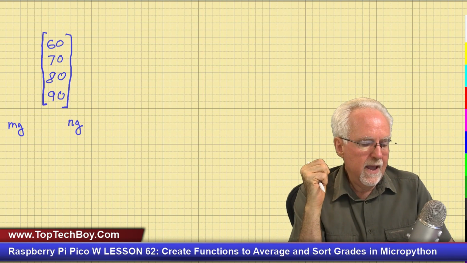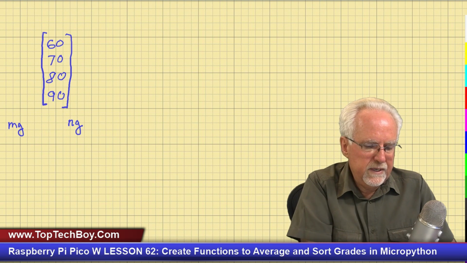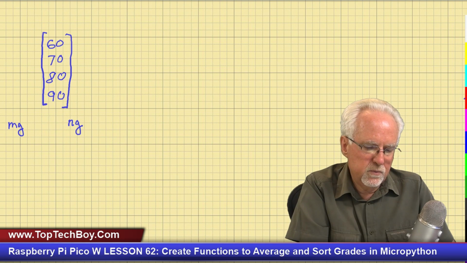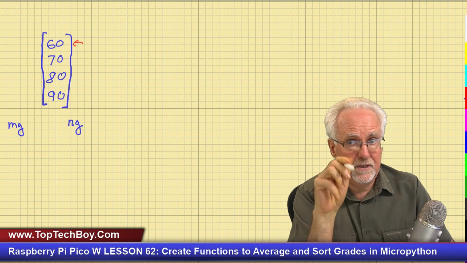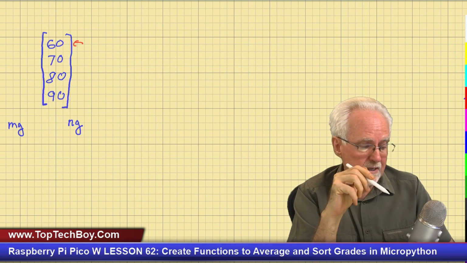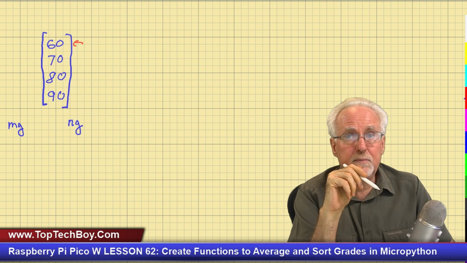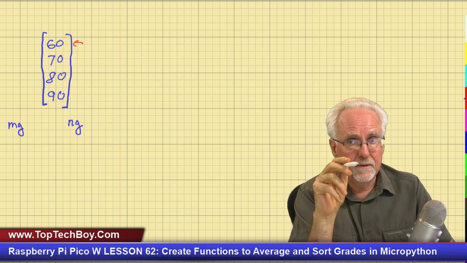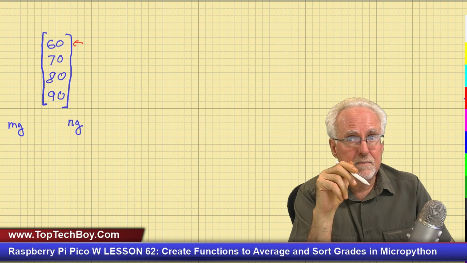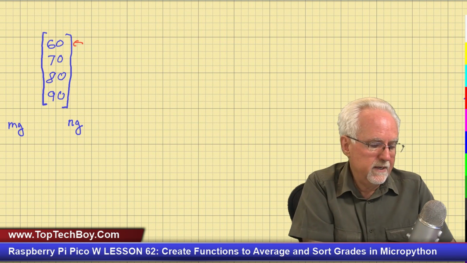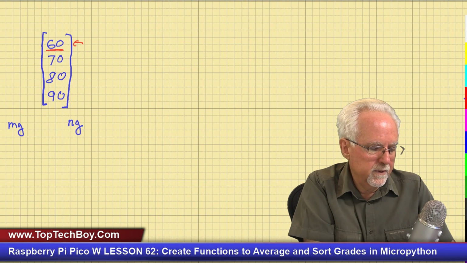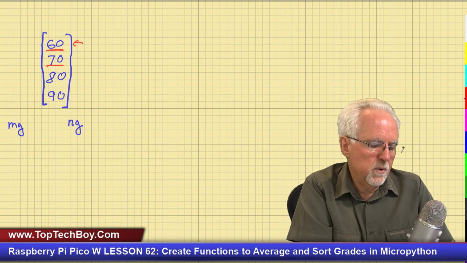Okay, so now how would we do this? We need to step through this item by item. I need to look at 60, which would be MG of 0, and I need to compare it to MG of 1. So I need to compare this number to this number. So how would I do that?